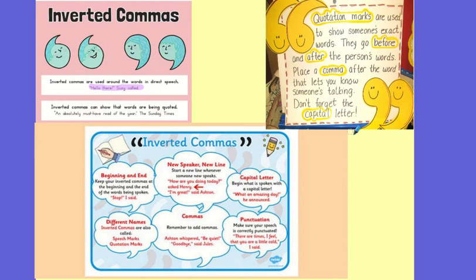In this, they're called quotation marks, but I quite liked the little picture. So it says quotation marks, which is inverted commas, are used to show someone's exact words. They go before and after the person's words. Place a comma after the word that lets you know someone's talking, and don't forget the capital letter. And then this one here, okay, so it just tells you about inverted commas.